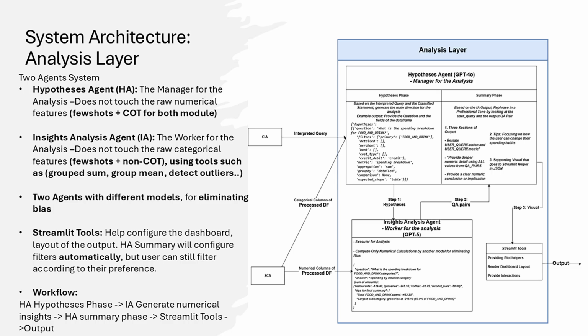As you can see on the diagram, as soon as the hypothesis agent generates a hypothesis, it will send it to the IA, and the IA will calculate everything based on only numerical findings. All the numerical findings, the question and answer pairs, will be sent back to the hypothesis summary phase, which will generate three blocks. The first one is a paragraph summary. The second is tips in bullet points. The third is some supporting visual diagrams. Then we go to a Streamlit tool and generate the final output dashboard, which is just like this.